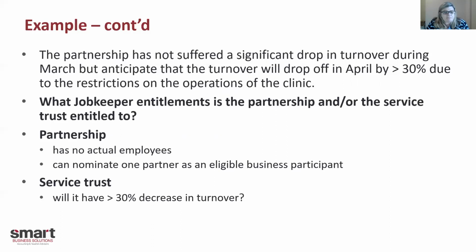Partnership has no actual employees, but it can nominate one partner as an eligible business participant. So it can nominate one of those, so that would be either of those partners as an eligible business participant. But in addition to that, you've got the service trust. Will it have a more than 30% decrease in the turnover?